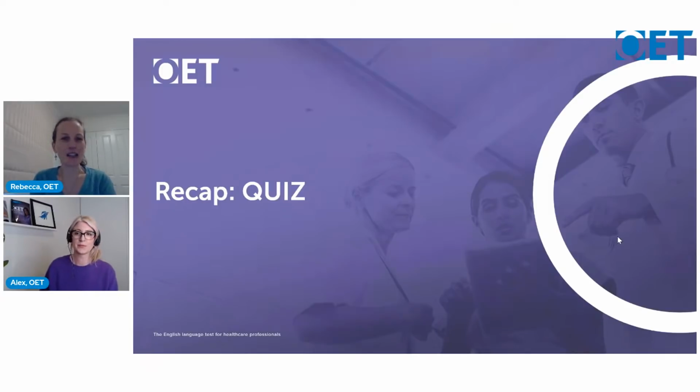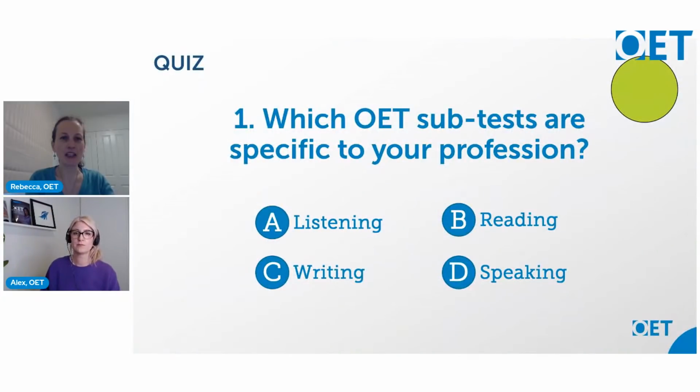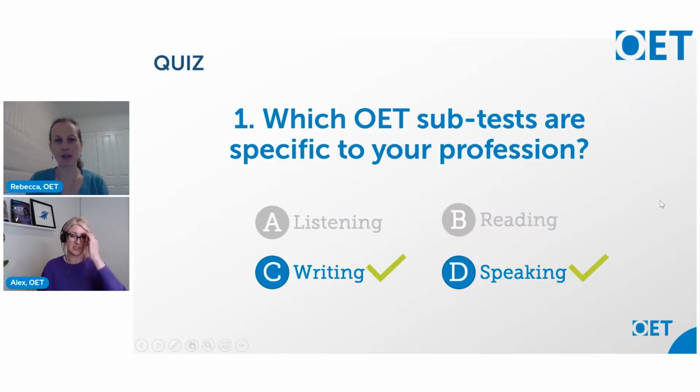So let's start with question 1. Which OET subtests are specific to your profession? So we've got listening, reading, writing, and speaking. You can see the timer is very fast. So choose A, B, C, or D. Writing and speaking. Very good.